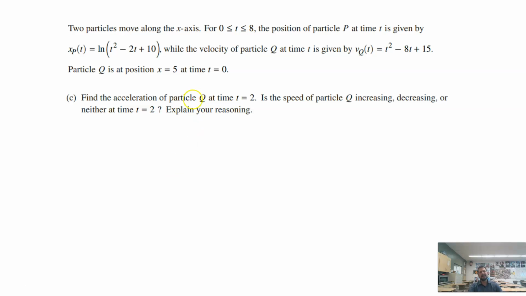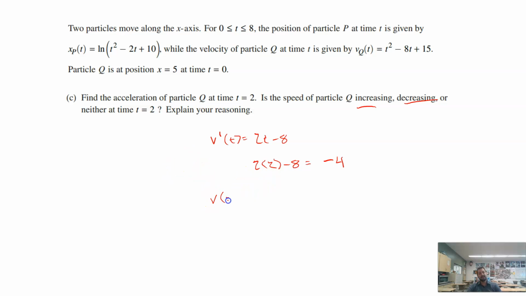Letter C says, find the acceleration of particle Q at time equals 2. So to get to acceleration, I just take the derivative of the velocity. That gives me 2t minus 8, and then I plug in 2. So 2 times 2 minus 8 is negative 4. There's your acceleration.